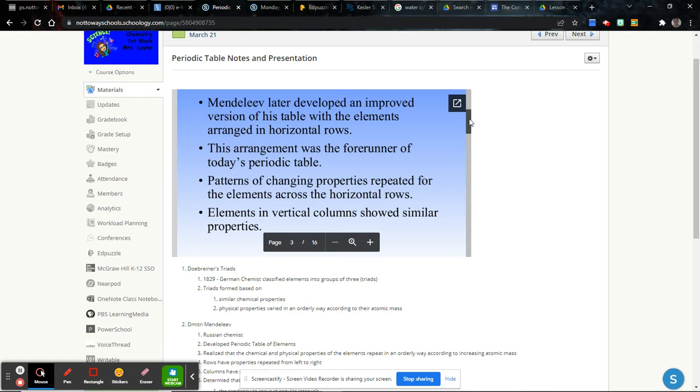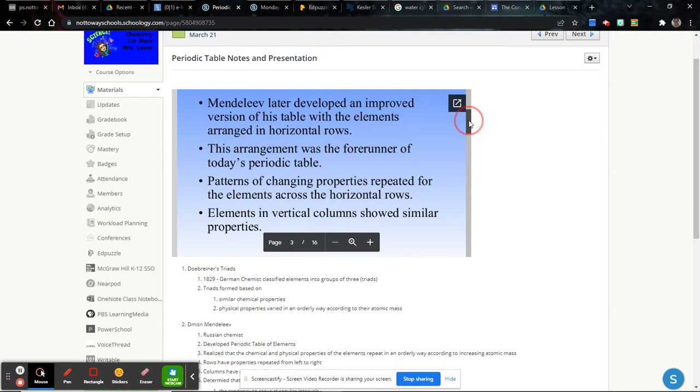However, he noticed that if he laid them out in rows, the properties would be repeating themselves over the number of rows for a certain period of time. And then you would drop back down and it would have the exact same situation. So he realized that if he started off on the far left, he would have very unstable, highly reactive elements. But when he got to the far right, he would have elements that were very stable, not very reactive. And he also noticed that elements in the same column would have very similar properties overall.